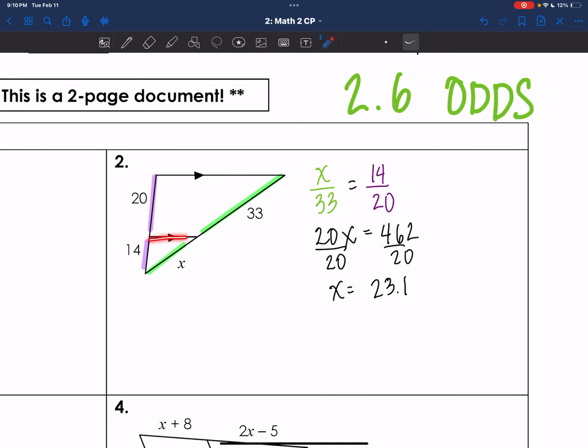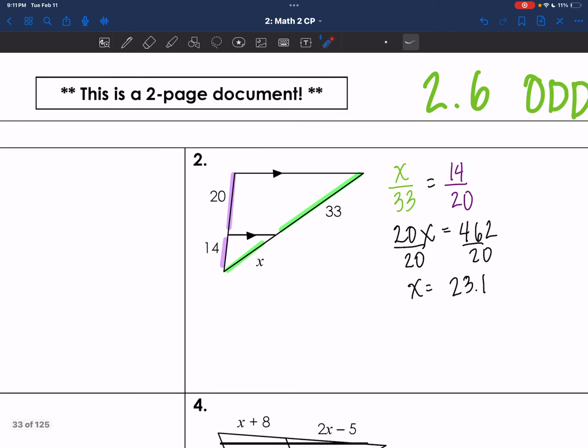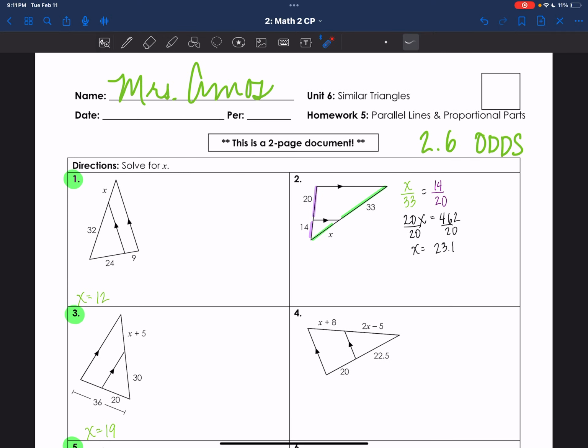Remember, if you have parallel lines that go through your triangle, I know this portion is going to be proportional with that side. So that's why I did the 14 and 20 here. Then I did the small side to the bigger side over the small side to the big side. That's where I got the x over 33. Now you equal them together and then cross multiply. When you cross multiply, you should have gotten 20x equals 462. Divide each side by 20. When you simplify, x equals 23.1, which is your answer. So remember, your parallel lines make proportional sides.